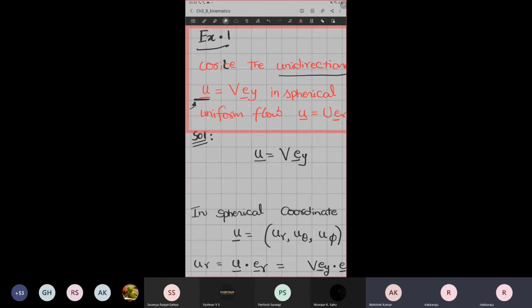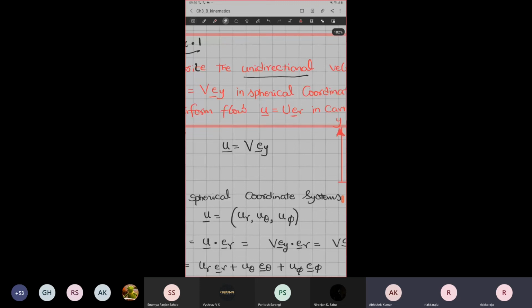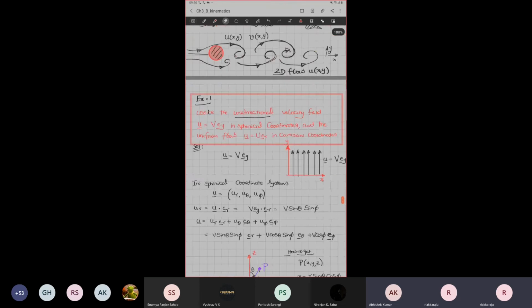Can you visualize how that flow field really looks like? If you want to really draw that particular velocity field, if someone talks in terms of math, unidirectional u is equal to V e_y, can you visualize how it really looks like in Cartesian coordinates and also in spherical coordinates, in cylindrical coordinates? Can you visualize that? That is the example that we are trying to look at.